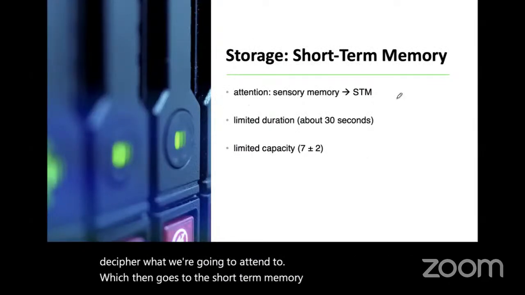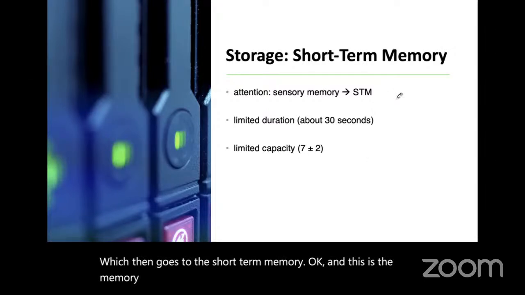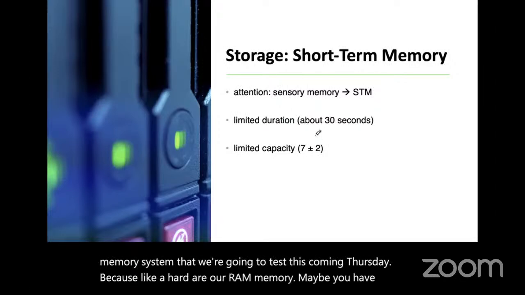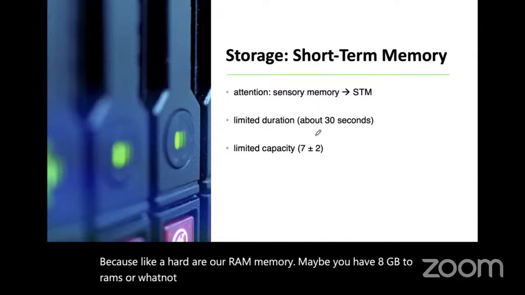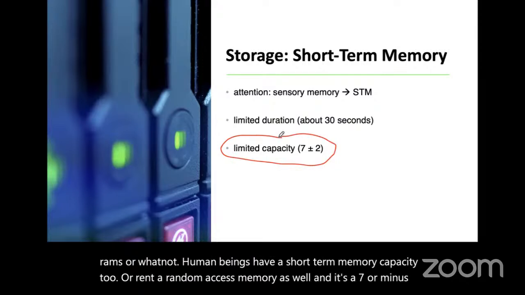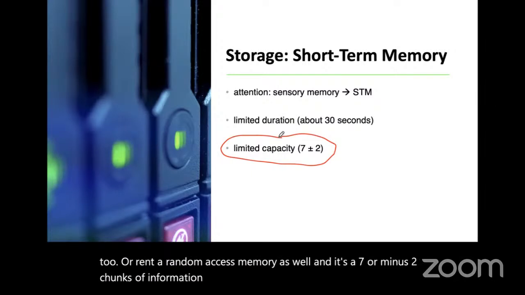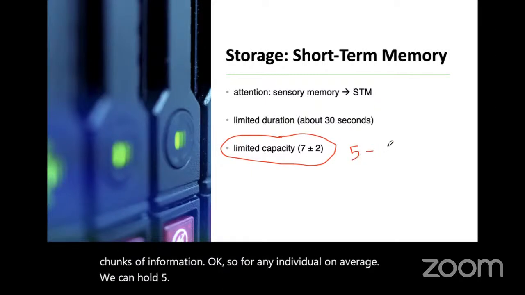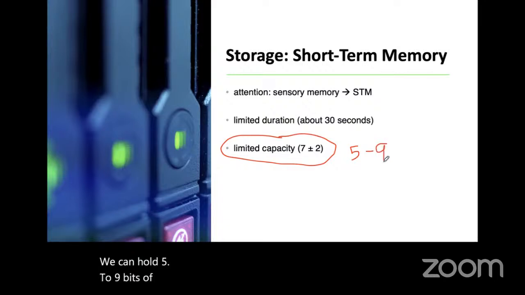okay? And this is the memory system that we're going to test this coming Thursday, because like a hard drive or RAM memory, maybe you have 8 gigabytes of RAM or whatnot, human beings have a short-term memory capacity too, or a random access memory as well, and it's 7 plus or minus 2 chunks of information. Okay, so for any individual, on average, we can hold 5 to 9 bits of information at a time, okay?